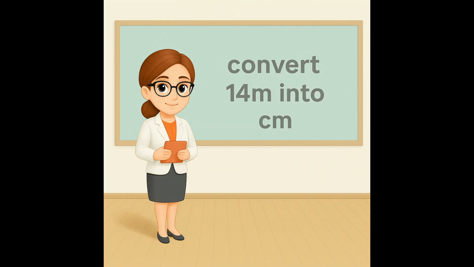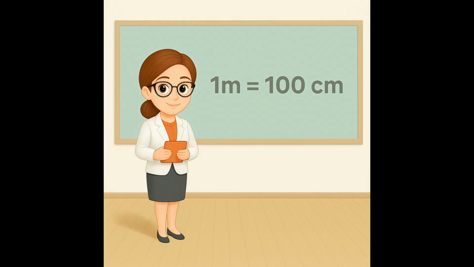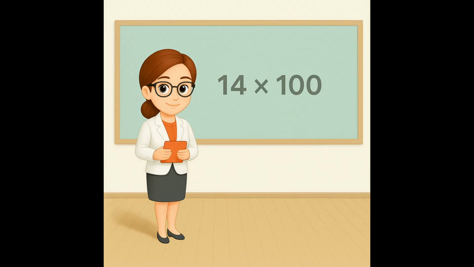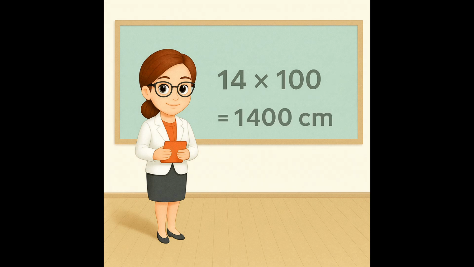Convert 14 meters into centimeter. You know 1 meter is equal to 100 centimeter. So to convert 14 meter into centimeter, we will multiply 14 multiplied by 100, which is equal to 1400 centimeters.